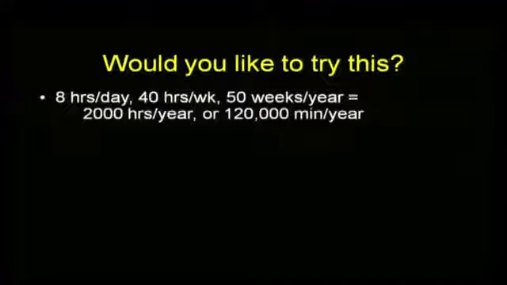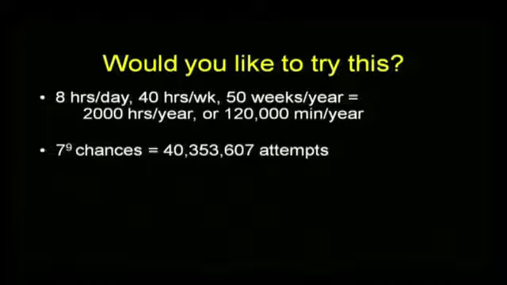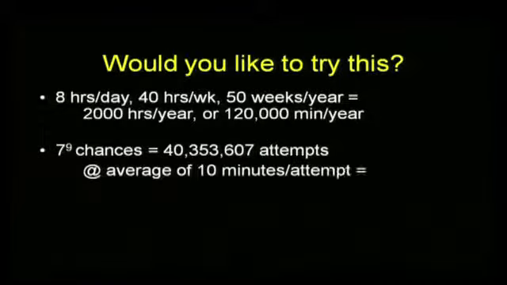Once you understand the statistical behavior, the more rules there are, the more unlikely it is to come about by anything other than deliberate design. So if you'd like to try this, let's assume you say, well, I can try to do that. If I worked 8 hours a day, 40 hours a week, 50 weeks a year, that's 2,000 man-hours a year in effect, and 7 to 9 chances means I've got to have 40 million attempts to try to get it by randomness.